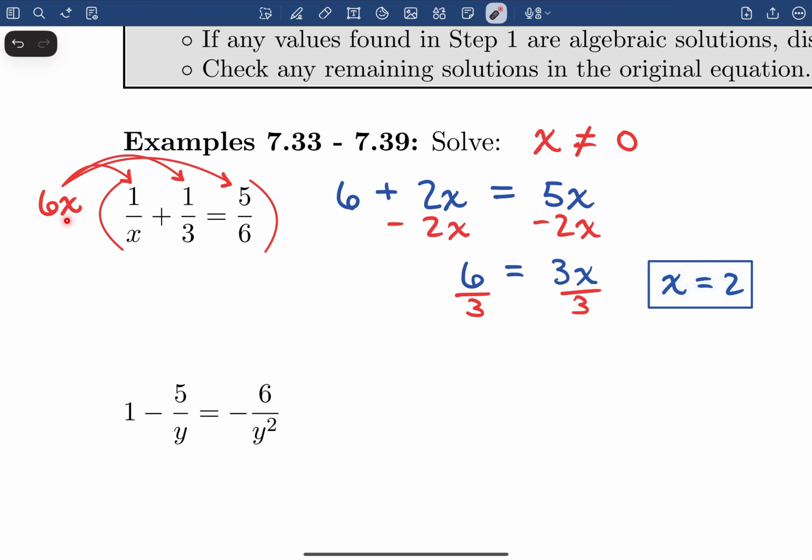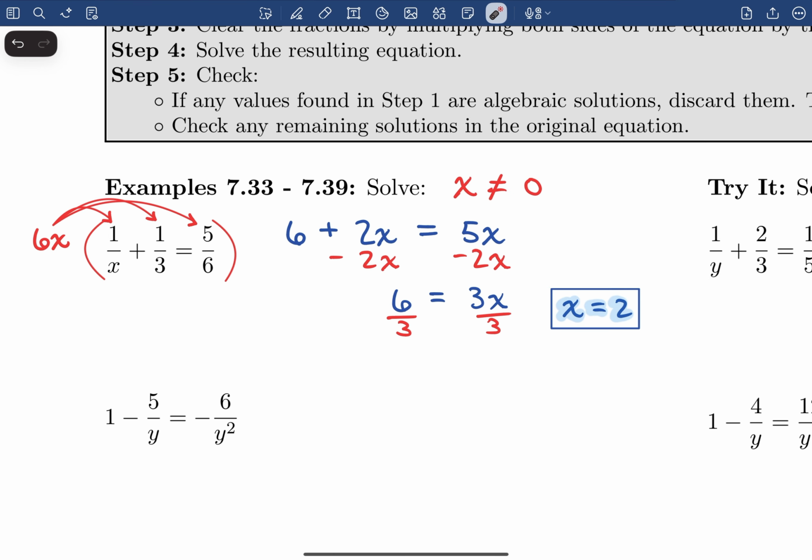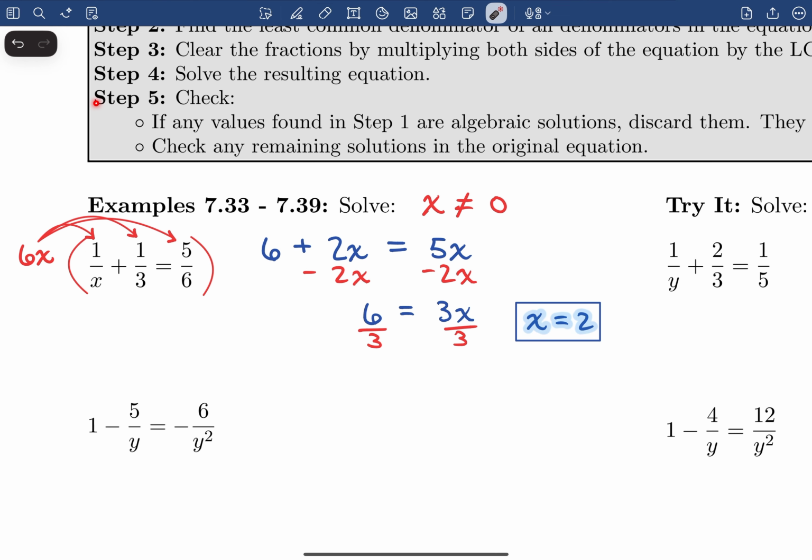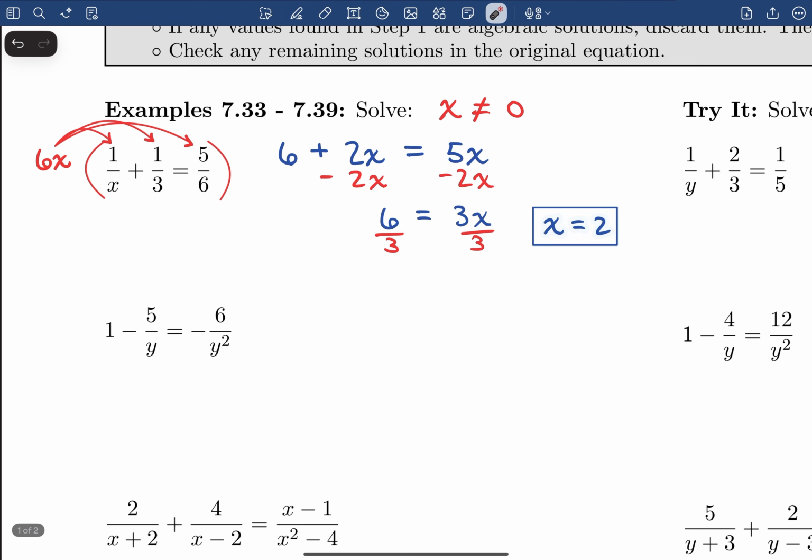When we multiplied by the LCD, it resulted in a linear equation, and that made it easy to solve. Now, we always want to look back, right? Step 5 said check, and if any values that we found that cause the denominator to equal 0 are a solution, we discard them. Well, the only value that caused the denominator to equal 0 is 0, and we found x equals 2, and so we're safe. There's no extraneous solution. All right, let's proceed forward.